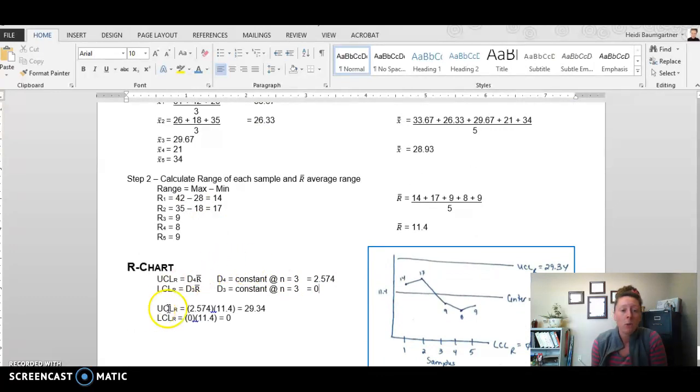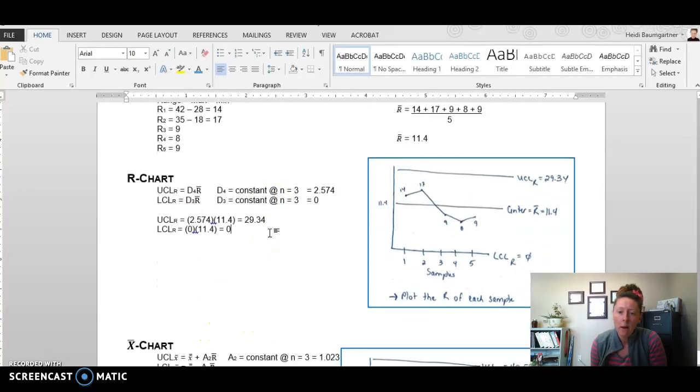So our upper control limit is D4, 2.574, times our R bar, and our R bar was 11.4, which we calculated up here. Multiply that together to get 29.34. Our lower control limit is D3, which we found a value of 0, times R bar, again, 11.4. 0 times 11.4 is 0.